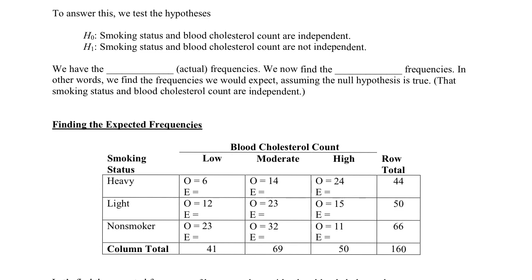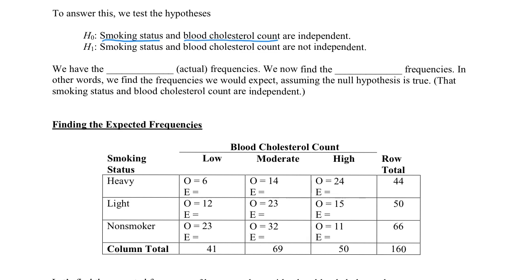So we list the two things we're looking at here: smoking status and blood cholesterol count. In this section, every one of these in 10.1 can be listed this way. There are going to be two things we're looking at, and we want to know, are they independent or not? We always assume they are, because we're building our probabilities based on these being independent. So let's assume that H naught is true, that they are independent.